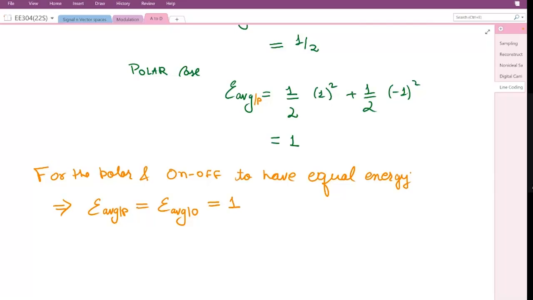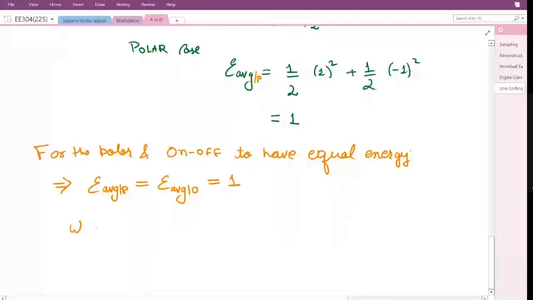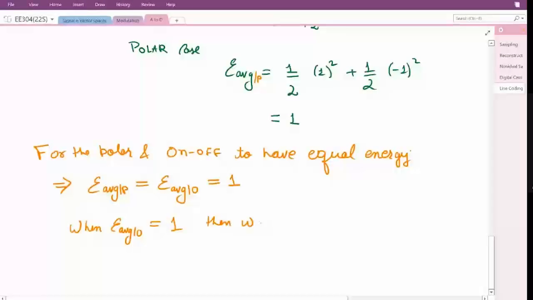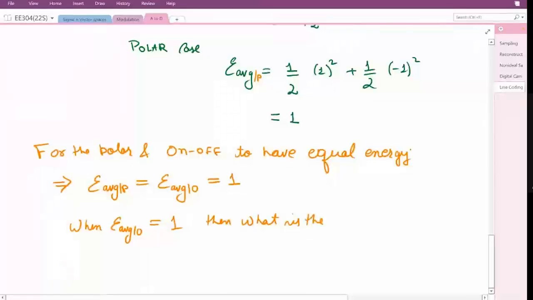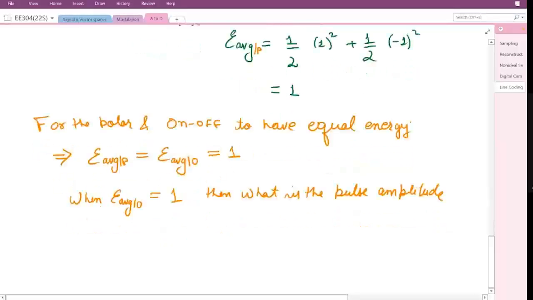For the polar case, we have taken it as it is, that means energy is 1, so this remains unchanged. But for the on-off case, if we take the energy as 1, what should be the equivalent amplitude level for the on case? So the question we are asking is, when the average on-off is equal to 1, what is the pulse amplitude? Root 2. How do you get that?